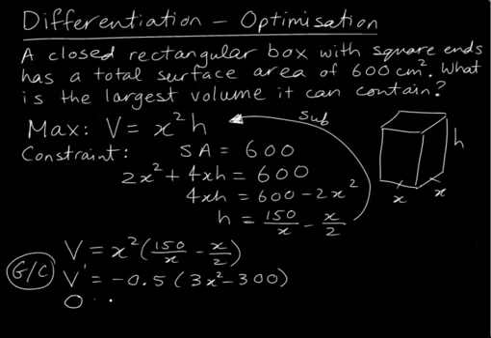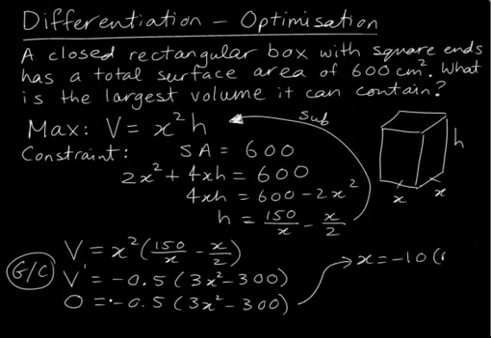So what have we done? We've set the derivative to be equal to 0. And that gave us x equals -10, which is obviously going to be an answer we reject. It doesn't make sense to have a negative value for x there. Or x equals 10. Now, if x equals 10, let's just find out what h would be. So we would go 150 over 10 minus 10 over 2. So h would work out to be 10 as well.